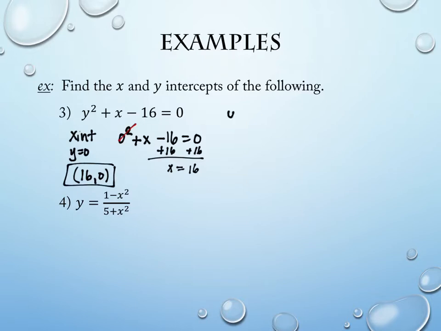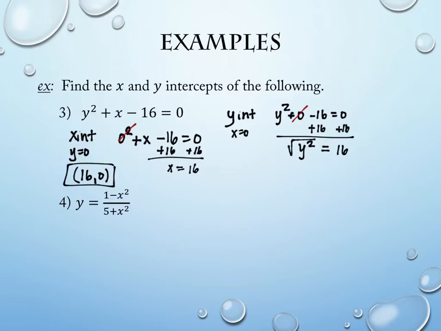Okay, y-intercept. So the y-intercept now is where x is equal to 0. So I have y squared plus 0 minus 16 equals 0. That 0 is going to go away. So now I just have y squared minus 16 equals 0. What would I do next? Add 16, just like on the other part of this problem. So it now tells me that y squared is equal to 16, but I don't care what y squared is, at least not really. I want to know what y is. So what do I do to solve for y? Square root. Yeah, I take a square root.